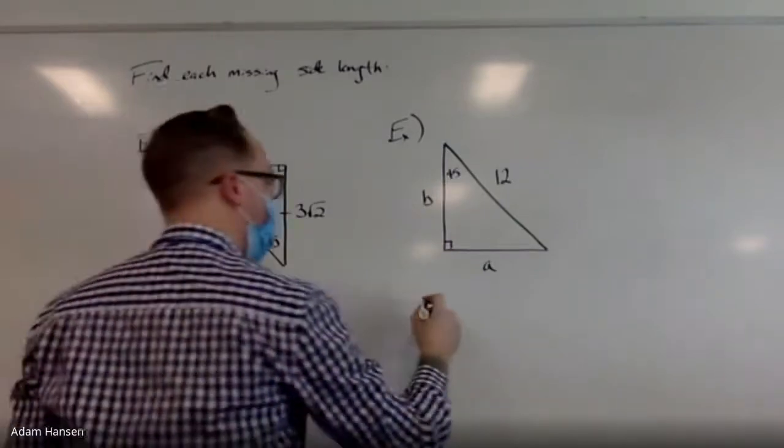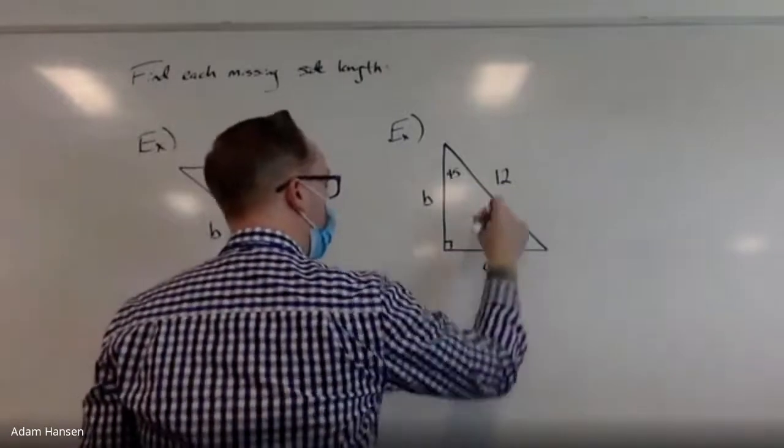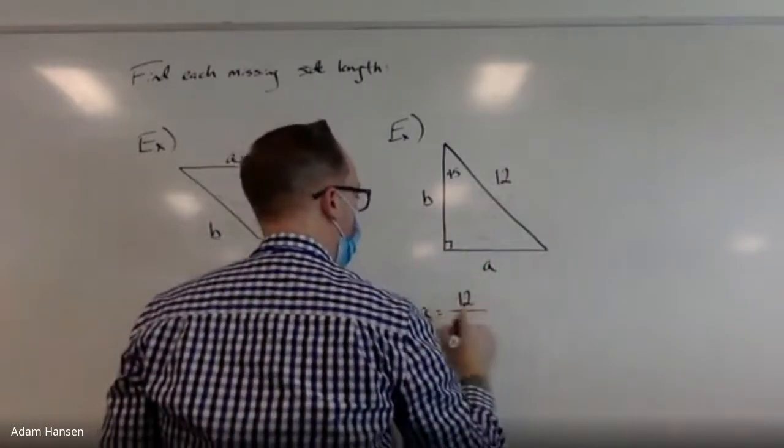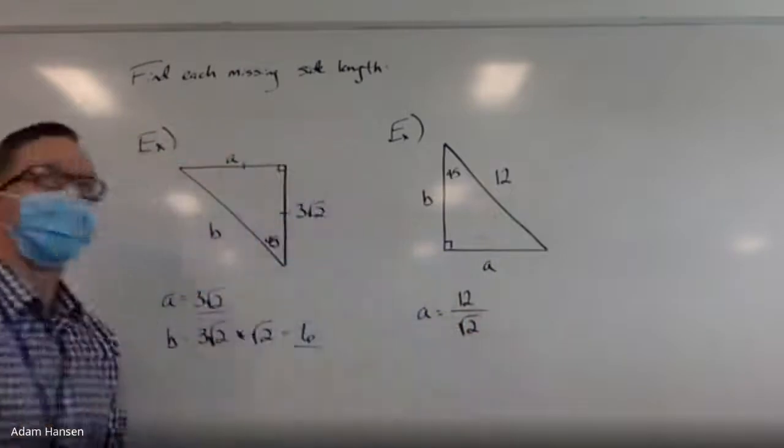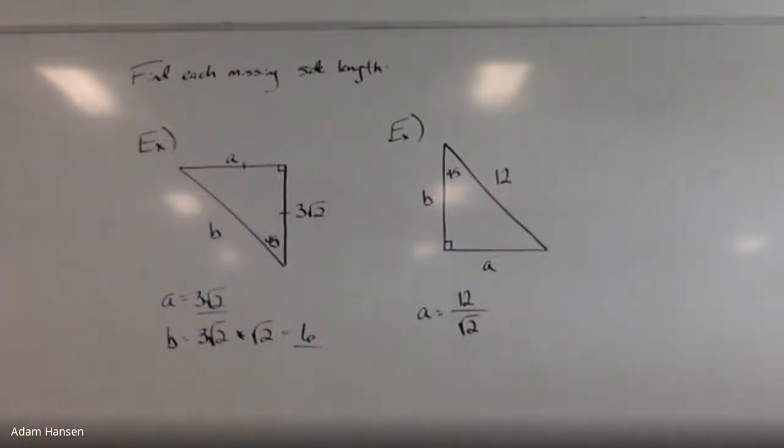So A, the leg, would be to take 12 divided by the square root of 2. How do I divide by the square root of 2? I actually multiply by something.